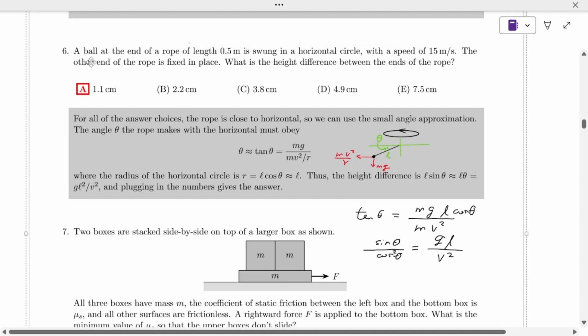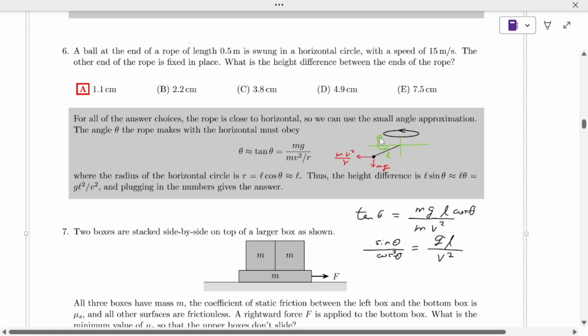Problem 6. A ball at the end of a rope of length half a meter is swung in a horizontal circle with a speed of 15 meters per second. The other end of the rope is fixed in place. What's the height difference between the ends of the rope?